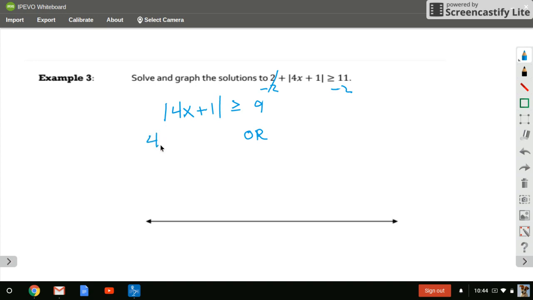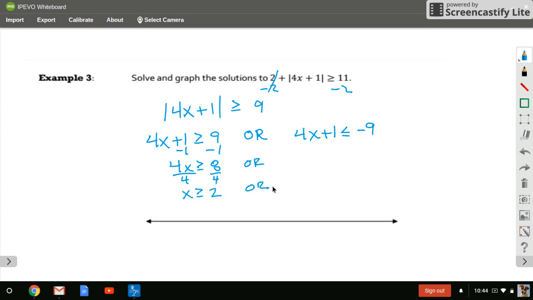One, we keep the exact same. Other one, keep, flip, change, continue solving. So x is greater than or equal to 2, or x is less than negative 2.5.